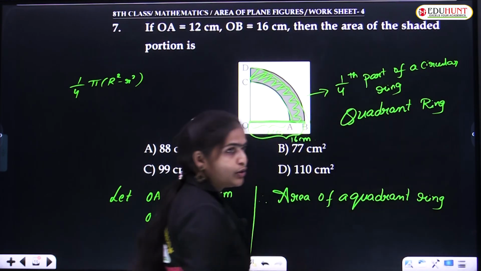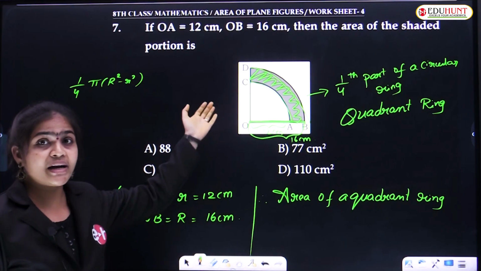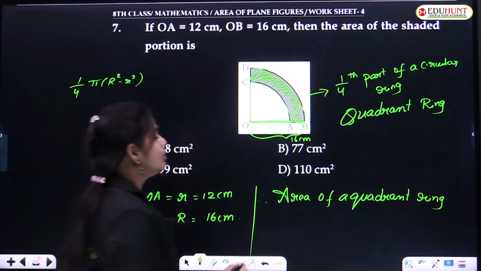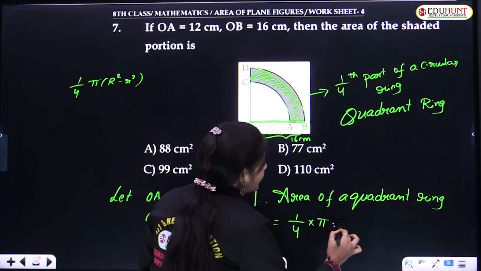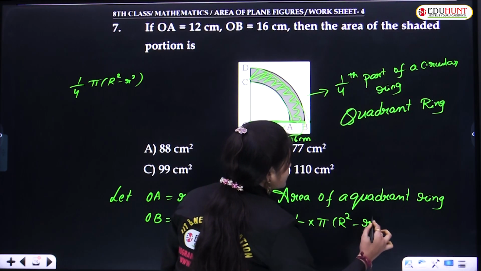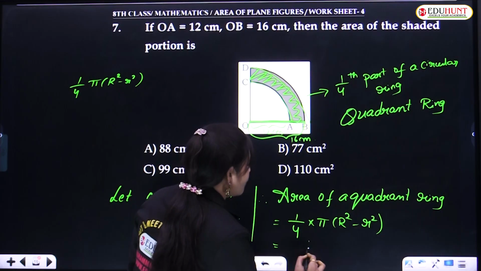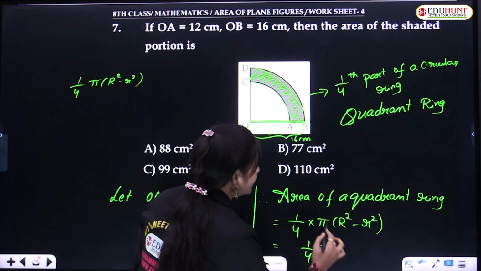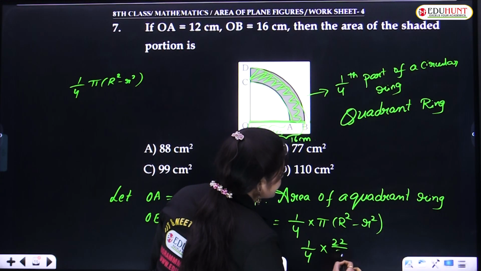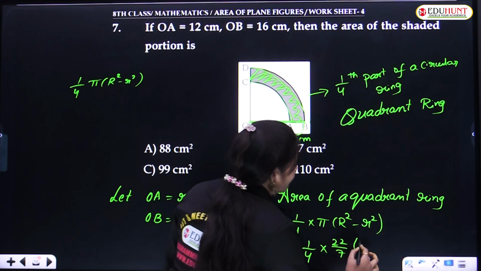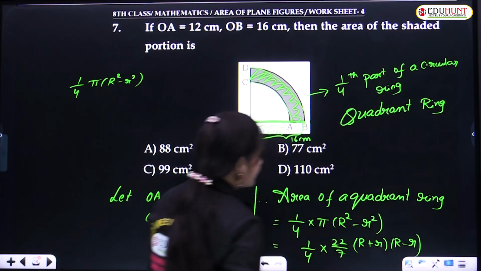Actually we know that the area of a ring is pi into R square minus r square, but this is a one fourth part. So that's why 1/4 into pi into R square minus small r square. Now see, the pi value they didn't mention, yes, so 22 by 7 into capital R plus small r into capital R minus small r.